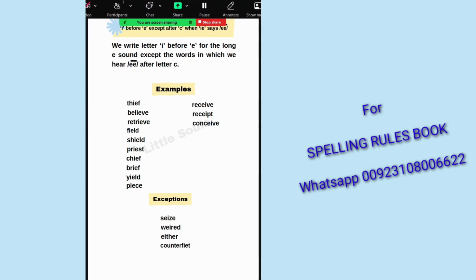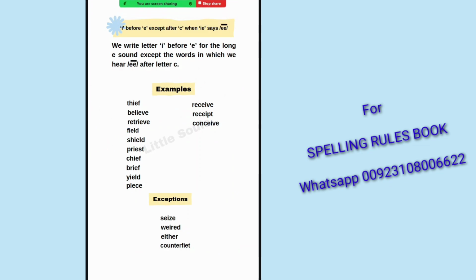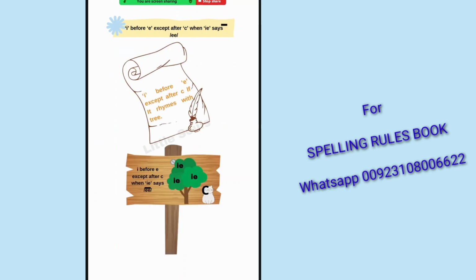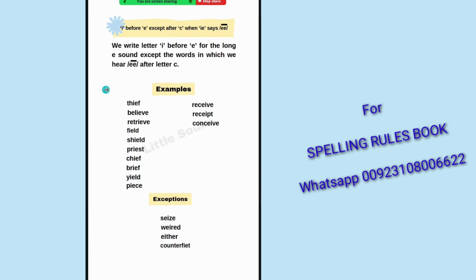Now one more spelling rule: I before E except after C. This can be easily understood with the help of this. See? This is a simple rhyme: I before E except after C. If it rhymes with tree, if you hear the E sound, and the E sound is represented by IE.